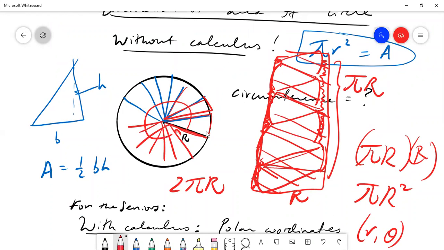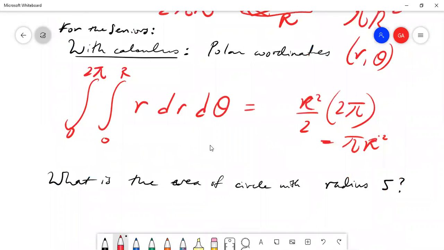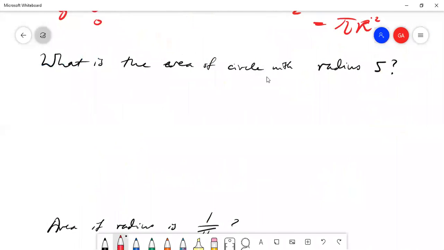Okay, so this is something you can show off to your friends. You can say that you've derived the area of the circle. And now let's just do some examples. What is the area of a circle with radius of 5? Well, you literally just plug in the formula. Area is pi r squared. Radius is 5, so this is just 5 squared times pi, which is 25 pi.